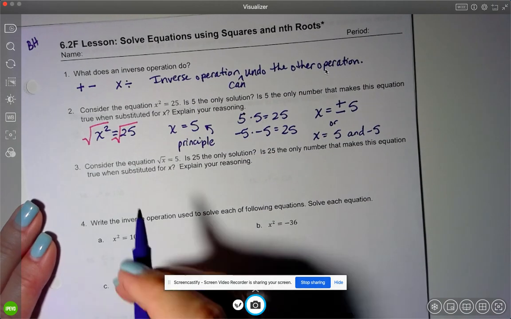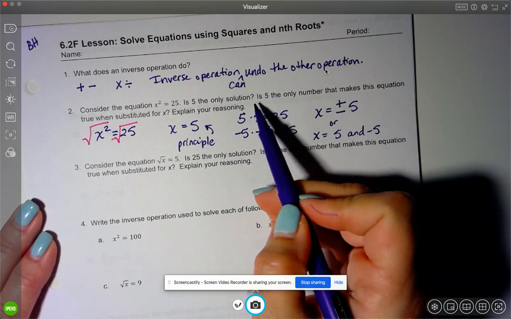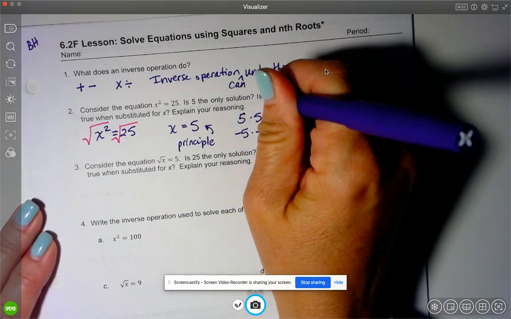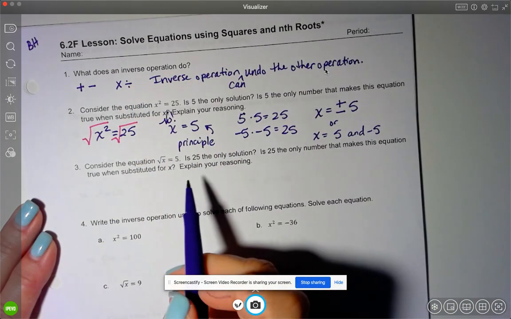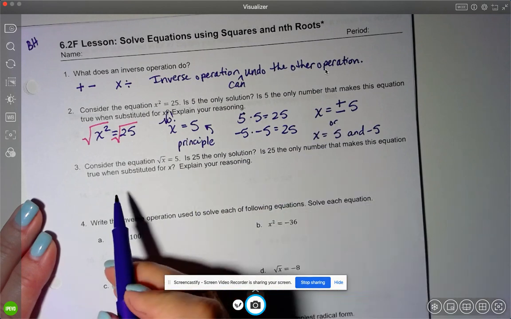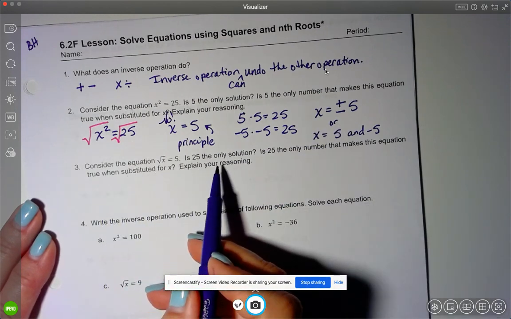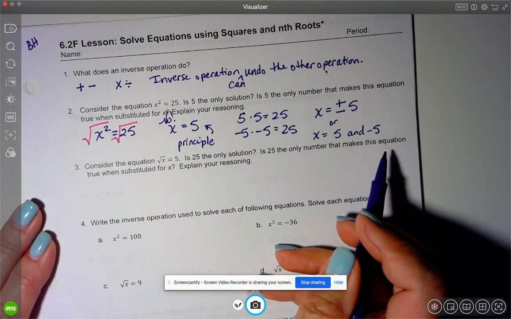Okay, so consider the equation square root. So actually the answer up here is no, because you have 5 and negative 5. So consider the equation square root of x equals 5. Is 25 the only solution? Is 25 the only number that makes this equation true when substituted for x?